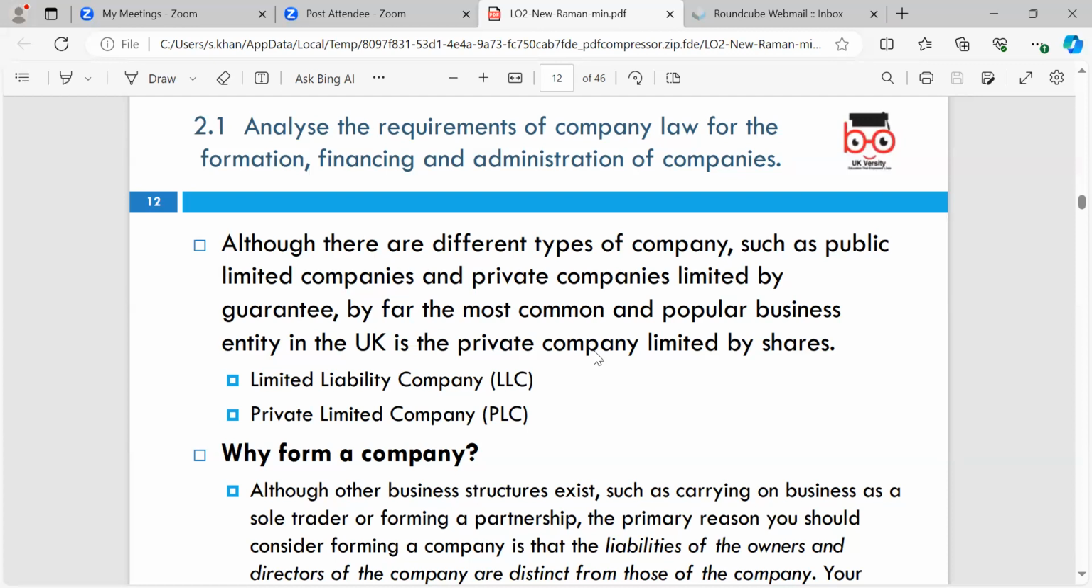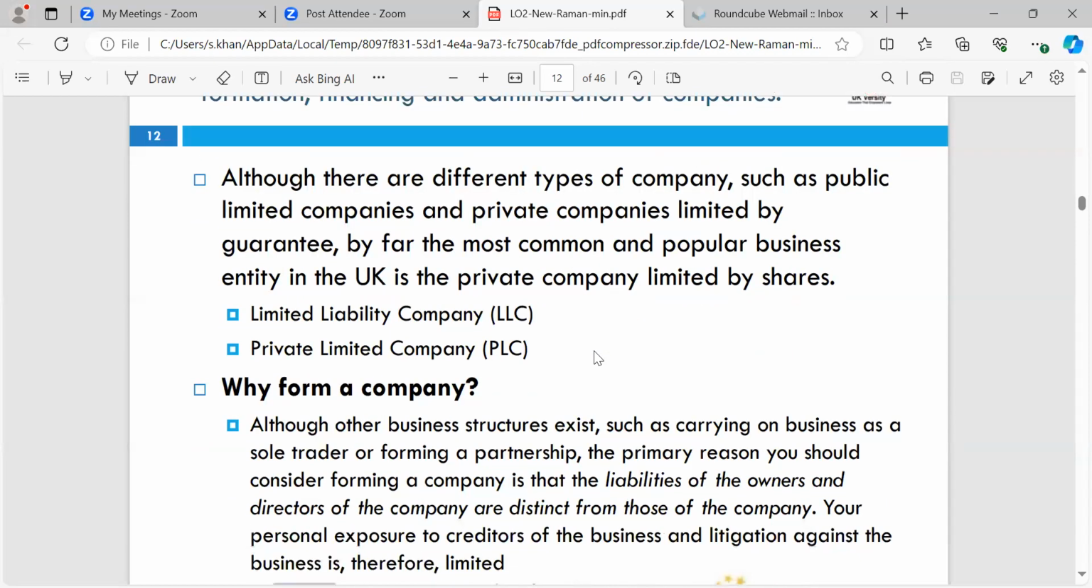You will see that 2.1: Analyze the requirements of company law for formation, financing, and administration. So when it's got 2.1 at the top, that will help you towards doing your assignments, so you'll know where to find your information.